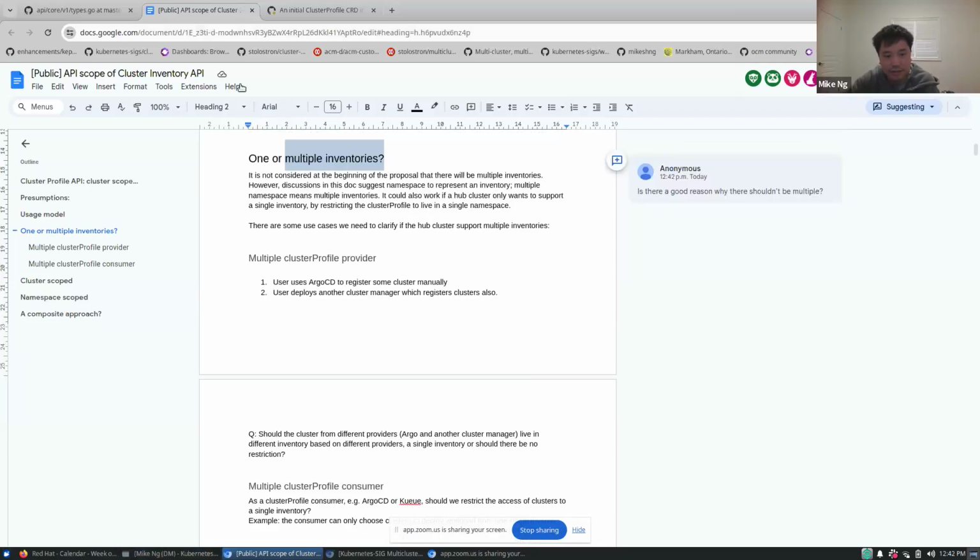No, I think that's a really fair point. Besides obviously the simplification, if you can say each hub cluster can only have one inventory, then it should be cluster scope. But yeah, there's no real reason why we should limit it to a single inventory.